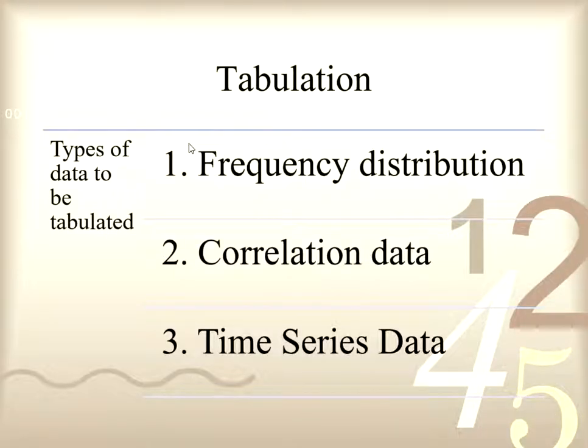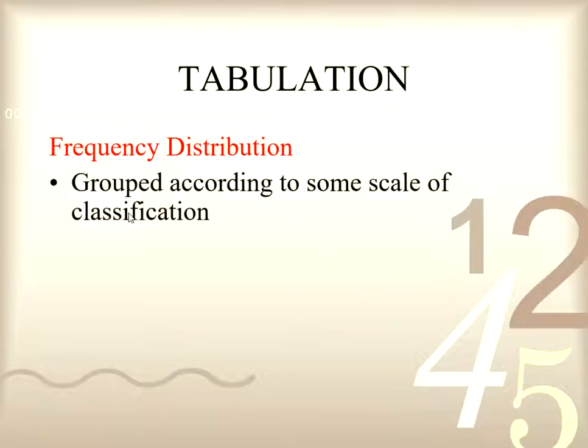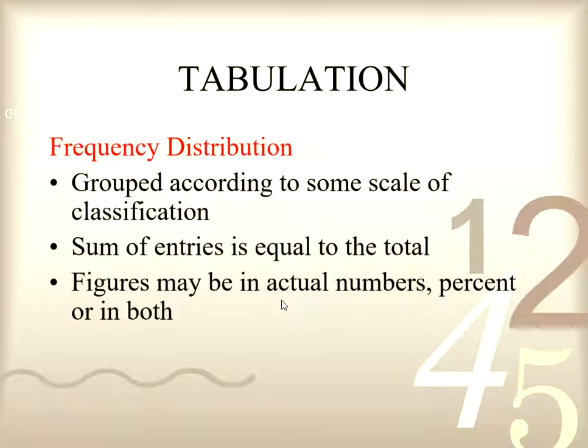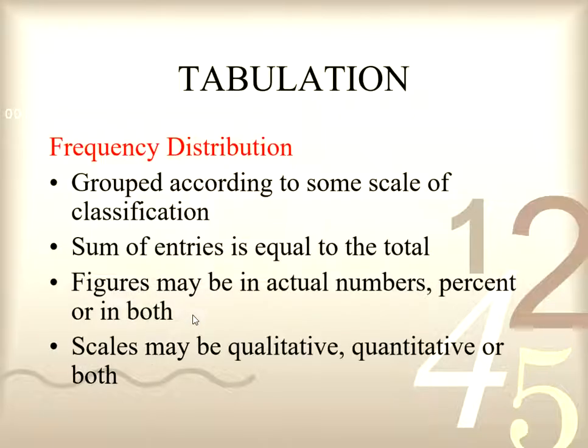So, there are types of data to be tabulated. So, pwedeng frequency distribution, correlation data, and time series data. So, frequency distribution, so it's grouped according to some scale of classification. So, depende kung ano yung classification ng data na sinurvey mo or ginather mo. Sum of entries is equal to the total. So, yung per category is equal sa total or sa lahat ng iyong kinolect na data. Figures may be in actual numbers, percent, or in both. Scales may be qualitative, quantitative, or both.